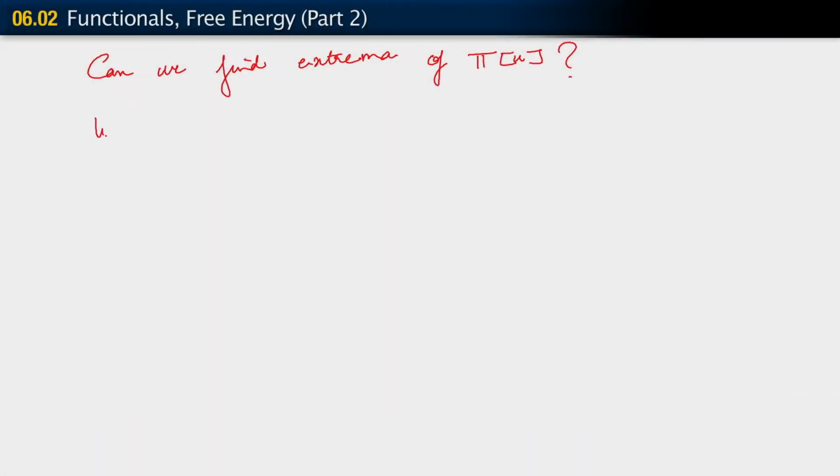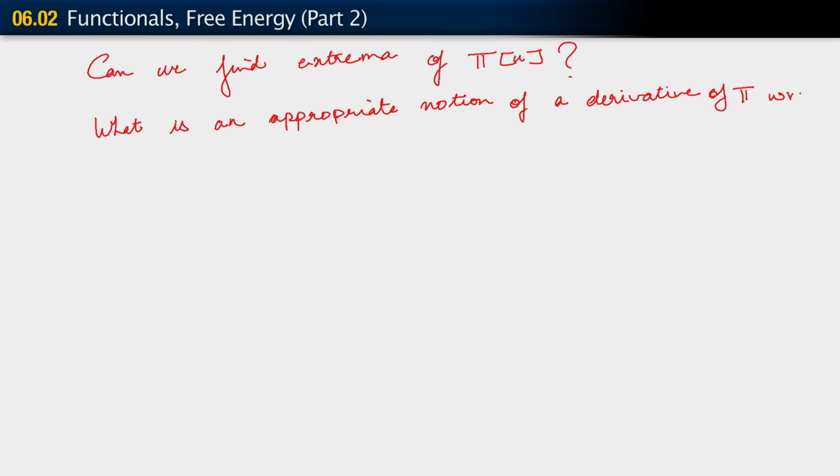The question then remains, what do we mean by a derivative? And the challenge here is the following. What is an appropriate notion of a derivative of pi with respect to u? Question mark. What is an appropriate notion for this?